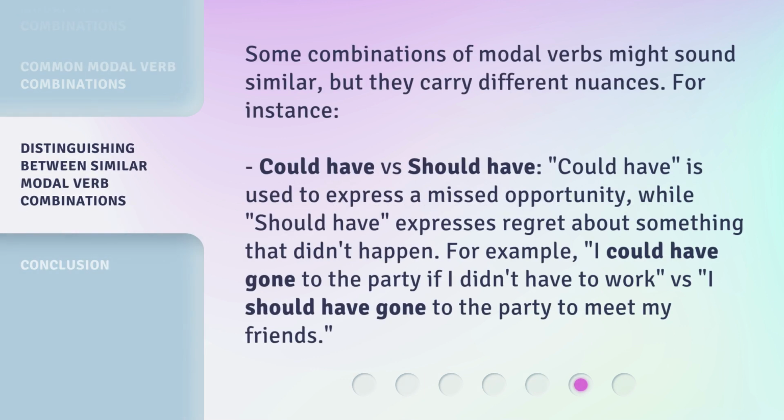Some combinations of modal verbs might sound similar, but they carry different nuances. For instance, could have versus should have. Could have is used to express a missed opportunity, while should have expresses regret about something that didn't happen. For example, I could have gone to the party if I didn't have to work, versus I should have gone to the party to meet my friends.